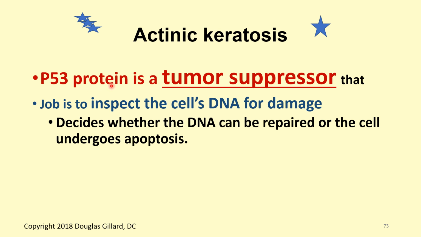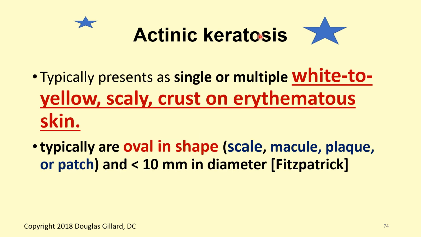What is the P53 protein? It's a tumor suppressor that I'm sure you learned about in your genetics classes. Tumor suppressors are like patrols. They patrol the DNA and look for damage in the DNA. And if the damage isn't too bad, they can call in machinery to fix the DNA. If the damage is really bad, they can call in the troops and turn on the apoptotic clock and destroy the cell, which kills them in the process.